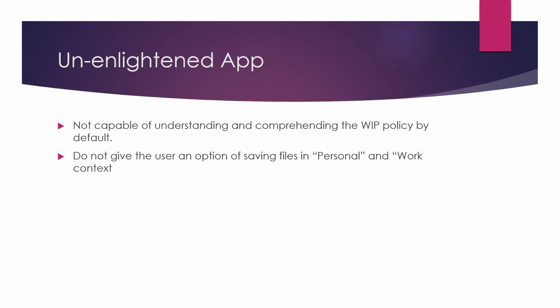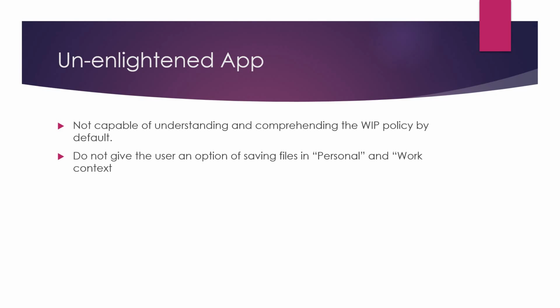Now, by using some tweaks, if we do end up making an unenlightened application managed, which means by some tweaks, if we end up applying WIP policy to an unenlightened application, then that unenlightened application is going to understand the WIP policy, but when the user tries to save a file out of that unenlightened application, he is not going to get an option of saving it in personal as well as in work. He is only going to get an option of saving that file in work context. So he doesn't get that option.